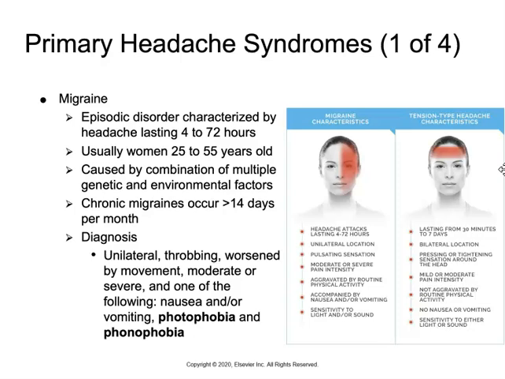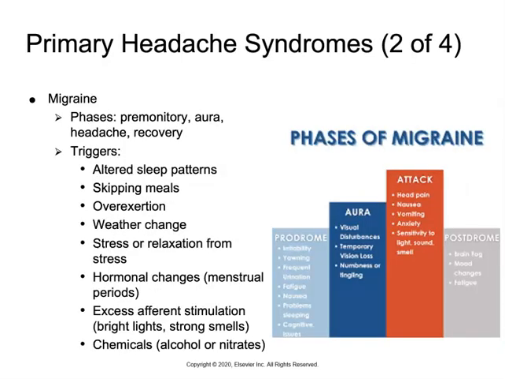So to diagnose this, we want to include unilateral throbbing headaches that worsen with movement and are moderate to severe and accompanied by nausea, vomiting, photophobia, which is light sensitivity, or phonophobia, which is a sensitivity to sound. And we see that migraines progress through 4 phases.